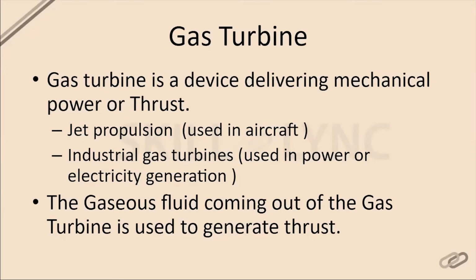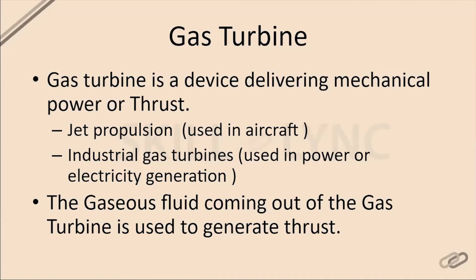Whatever knowledge I have, I spoke about it, and now we will focus a little on the gas turbine. Again, a gas turbine is a device delivering mechanical power or thrust. Basically, industrial gas turbines are used to produce power. Now, if it is producing thrust, it is a jet propulsion engine. Okay, it is used in aircraft.